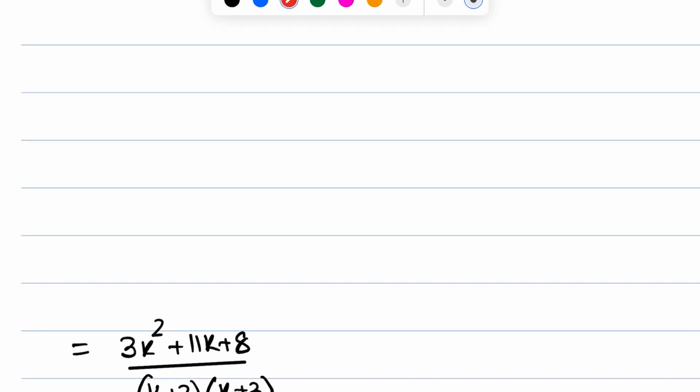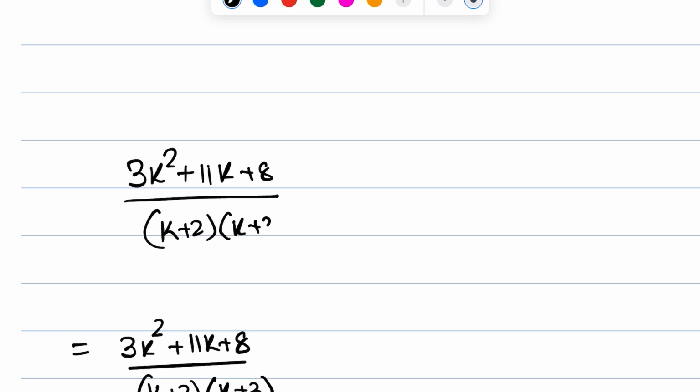So what am I going to do is, I have k plus 1, so I am going to do the bottom up approach again. So the before term would have been 3k square plus 11k plus 8 divided by k plus 2 times k plus 3. Because k plus 1 is there in the top one, I assume that k plus 1 should have been cancelled.